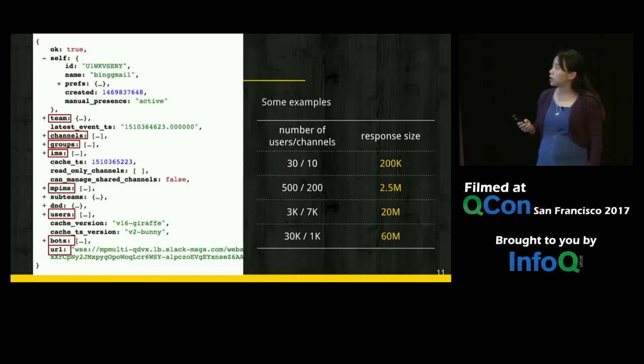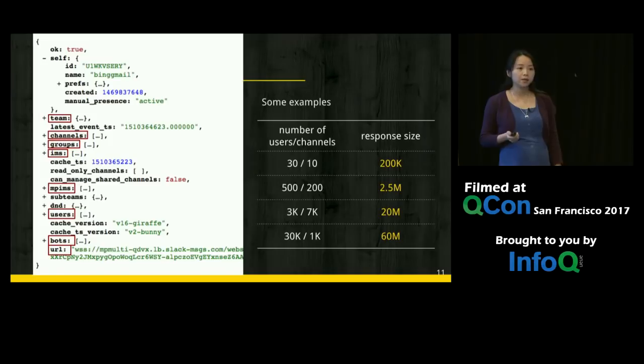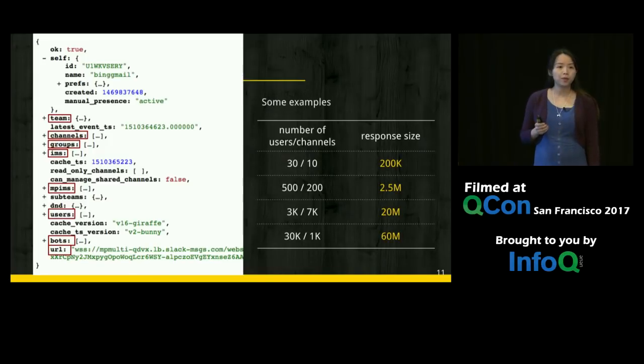Here is a screenshot of the response with top-level objects. There's the team, including your team name and the team settings, the list of channels, the list of private channels, your IMs, your group IMs, users, and bots. On the right, it shows the response size with different numbers of users and channels in the team. You don't need to read too much about the exact numbers, but the takeaway is the response size can become fairly big, and it grows with the size of the team. I will come back to this in a moment.